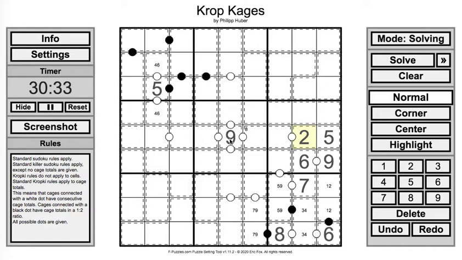Now the 8 cage should consist of not 5-3 because we have the 5 used up, not 2-6, so there's only 1 7 left. We have a pointing 7-9 pair here, so we get 1 and 7 in here.